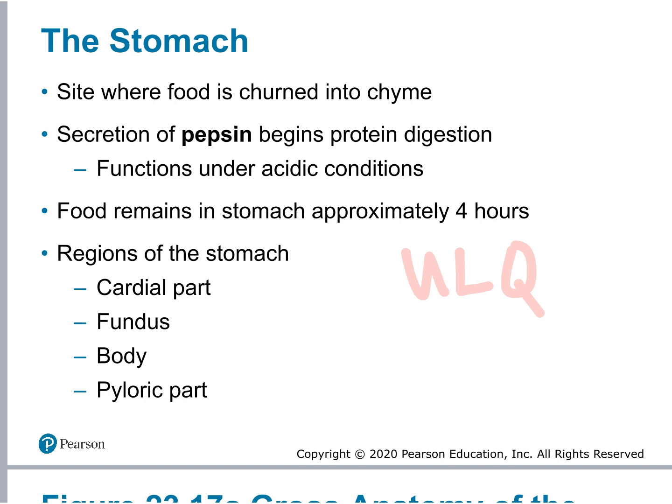Now, carbohydrate digestion began in the mouth. Protein digestion begins in the stomach. So there's an enzyme that is produced by the gastric cells that breaks down proteins into individual amino acids.